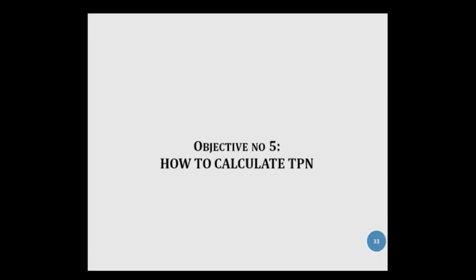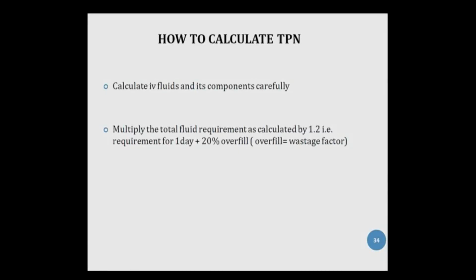In this next section, we will learn how to calculate TPN and how to prescribe TPN. So initially, one should calculate the IV fluids and its components carefully. One should take care to multiply the total parenteral fluid requirement by 1.2, that is the requirement for 1 day plus 20% overfill. Here the overfill is for the wastage factor.